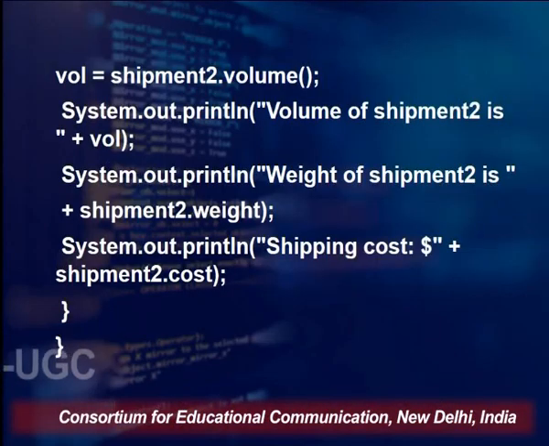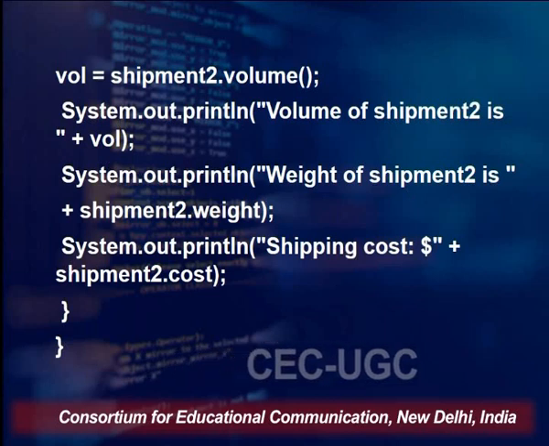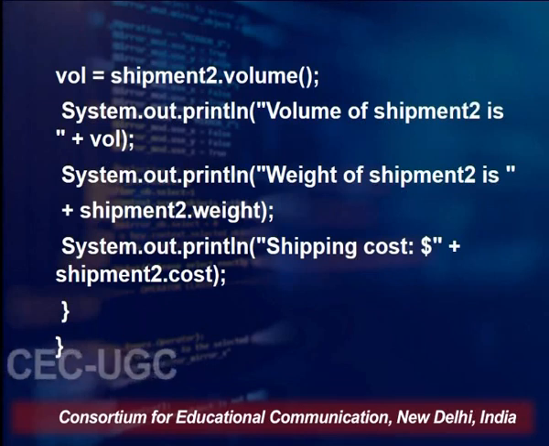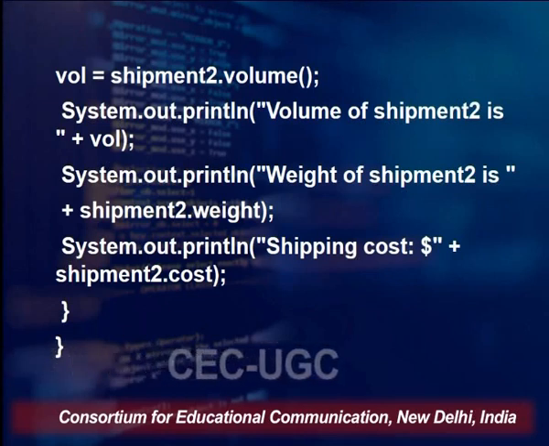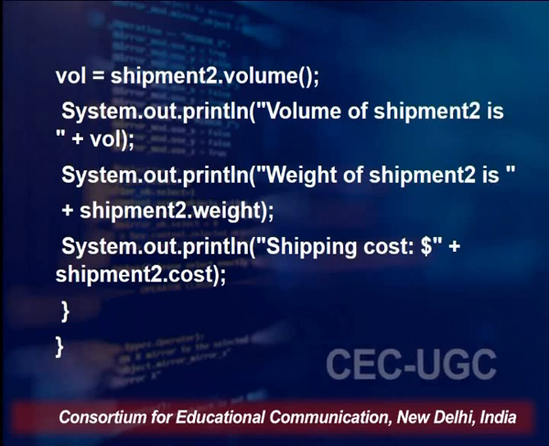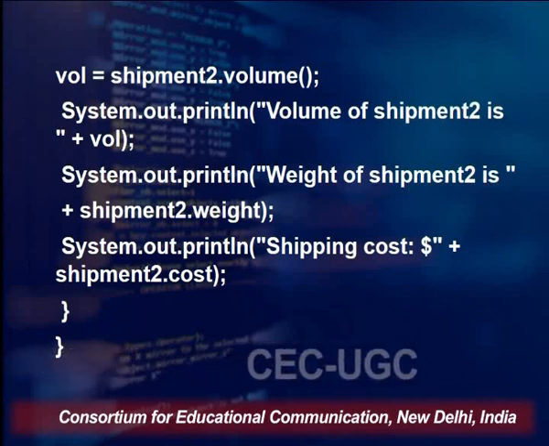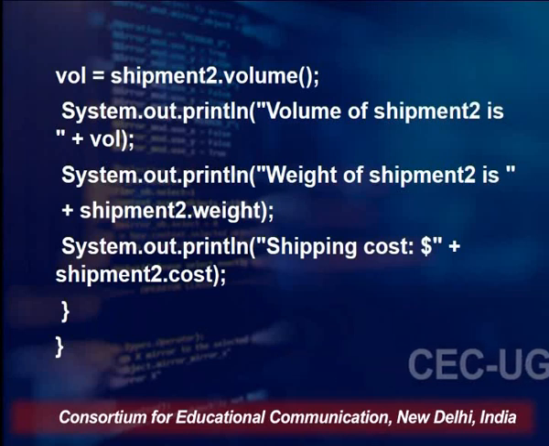So here you can see first we have printed the volume of shipment 2, which is the variable volume. Then we have printed the weight of shipment 2, which is shipment 2 dot weight, and finally the cost variable, which is being added by the class shipment that we have seen.